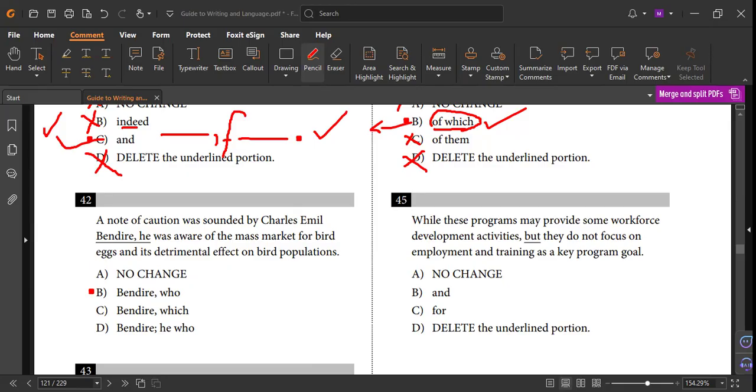Number 45, it must be letter D. Yes, 45 is a conjunction mistake. Two conjunctions for only two clauses. This is wrong. So delete here. So letter D is correct. I mean by this one is to delete it. So D is correct.